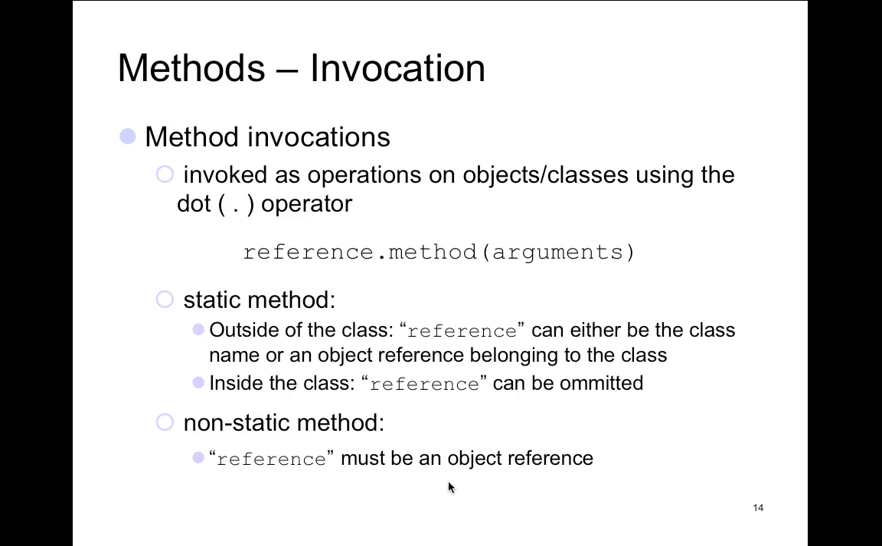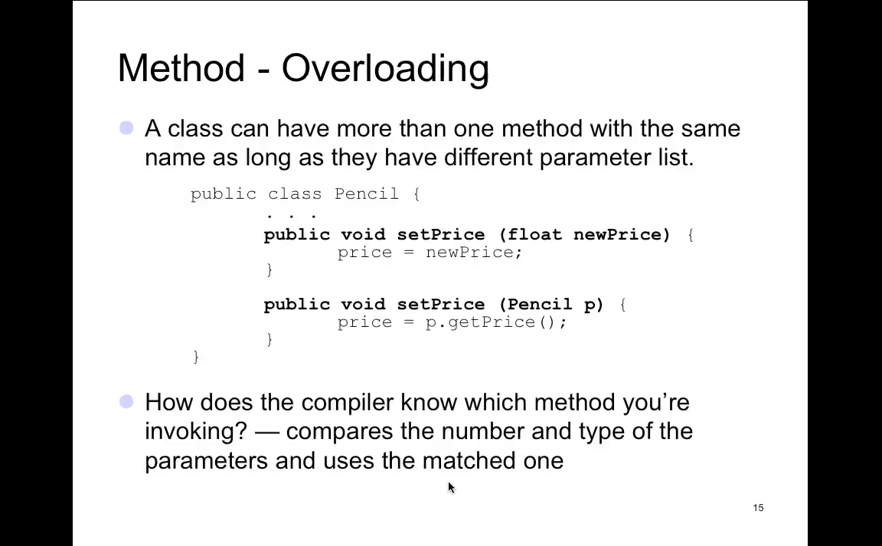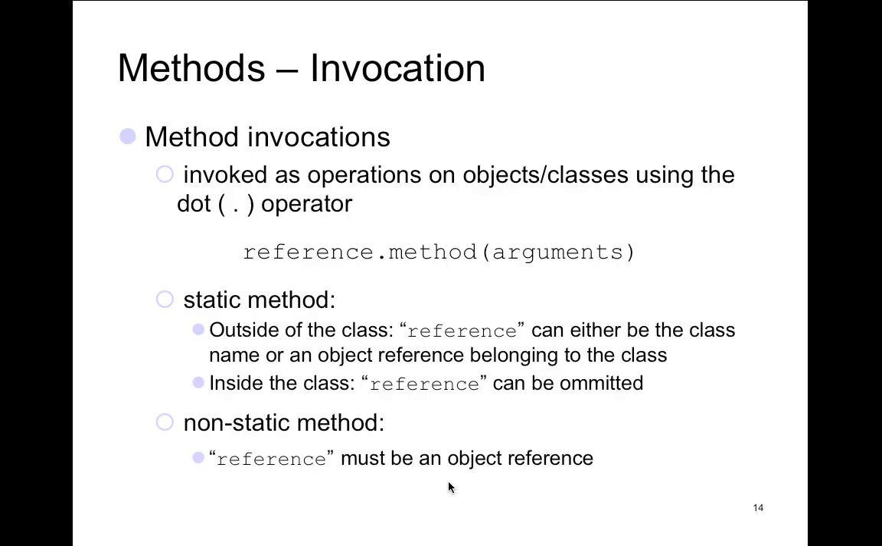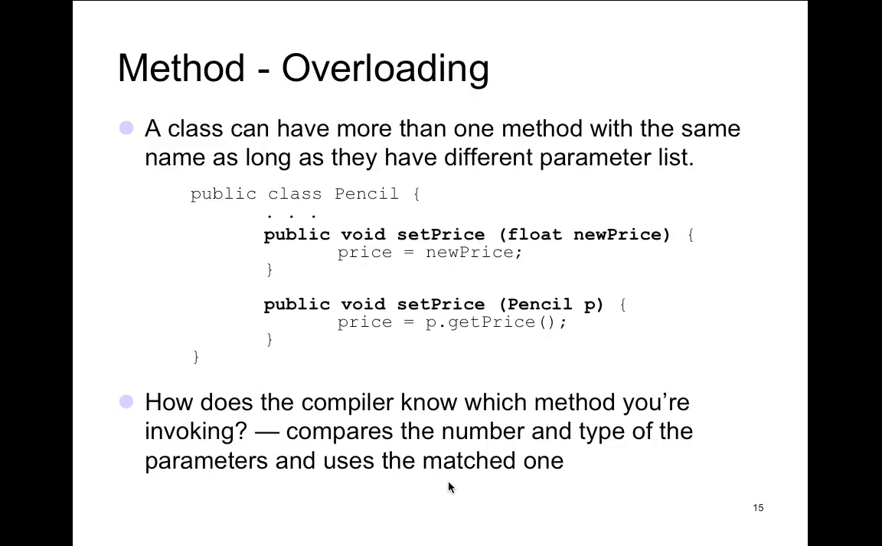The static method outside of the class is a reference, so it's either to the class object or to a class variable. Inside a class, the reference can be omitted. For a non-static method, the reference must be an object reference. I'll show you an example of that between the static and the non-static. Here's an example, actually. What is this? Oh, this is overloading. I have another example, actually. I'll show you on my Windows partition. It's not in the slide set that will represent that.